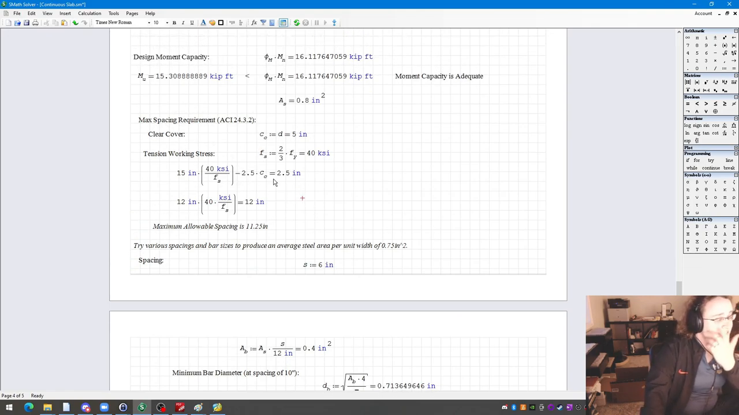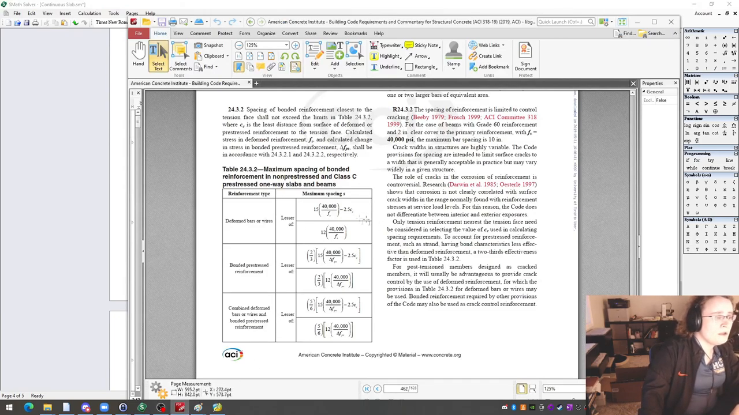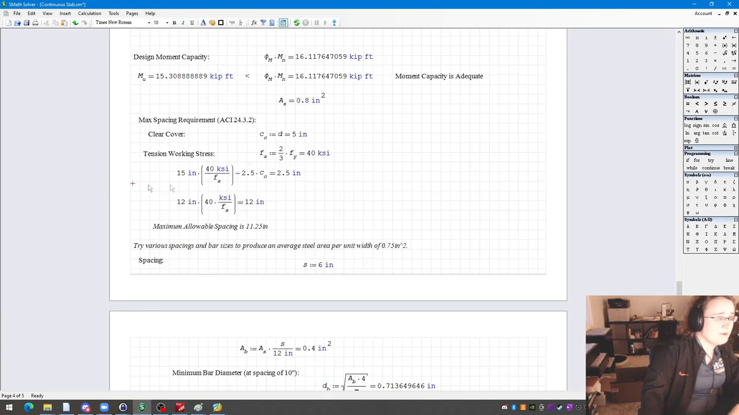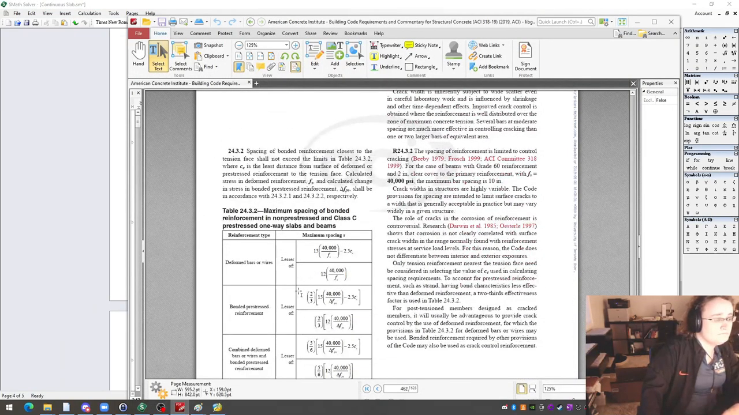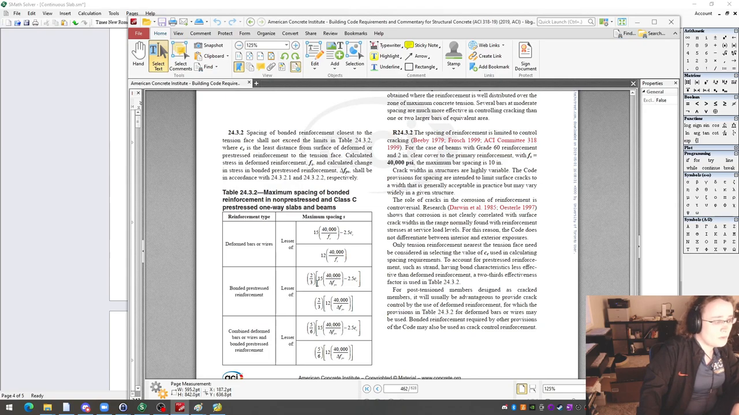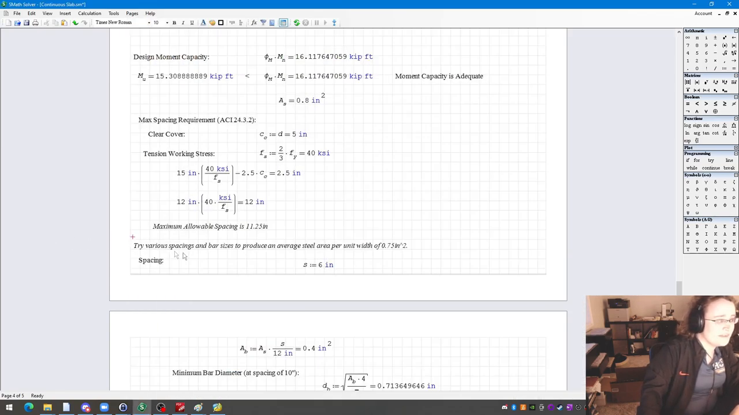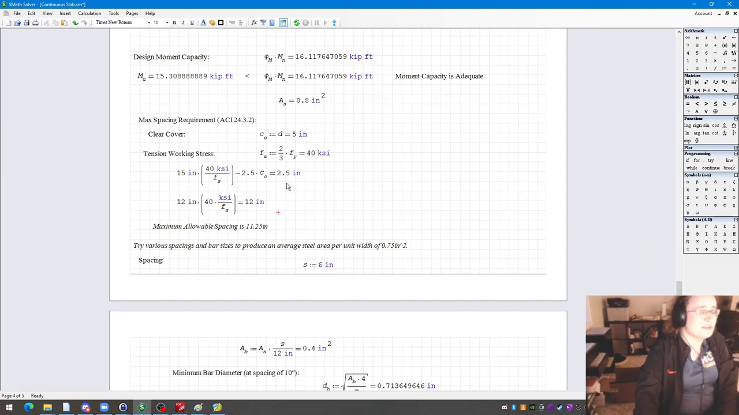Now our tension working stress here, again, we can use 2/3 of Fy. Let's go ahead and do that. And our maximum spacing, if we do this here, will be 50 times 40,000 over FS, or here, 12 times 40,000 over FS. The lesser of, this is not going to work. This is not going to be very efficient. This is telling us that if we assume that full diameter, then we're going to have a maximum spacing of 2.5 inches, which is going to be a bit ridiculous and very large.